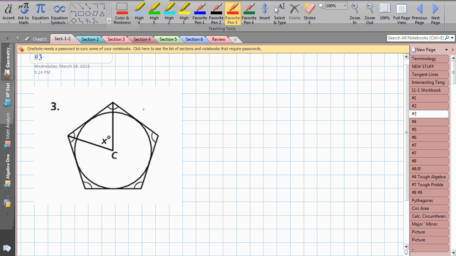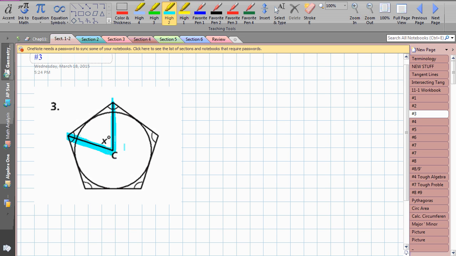So in this picture, we have a pentagon, and these are not radii. You've got to be very careful in here. These are longer than a radius because they extend beyond the length of the circle. So we want to find this angle in here.